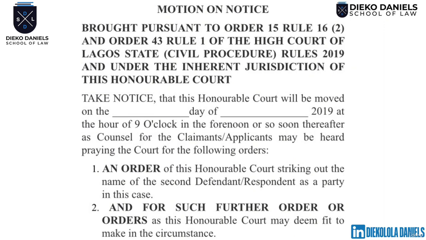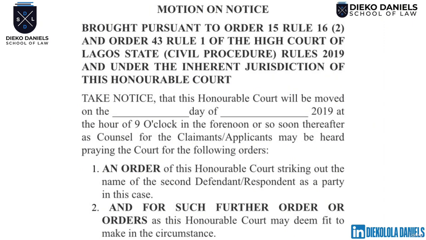So once you can learn the way a motion is drafted, you will realize that the only thing you just have to change is the peculiarities of each motion. Do you understand? The peculiarities of each motion. So for the one of Misjoinder, what is the peculiarity? For the one of Joinder, what is the peculiarity? Once you understand the peculiarity of each of them, you would not have a problem.